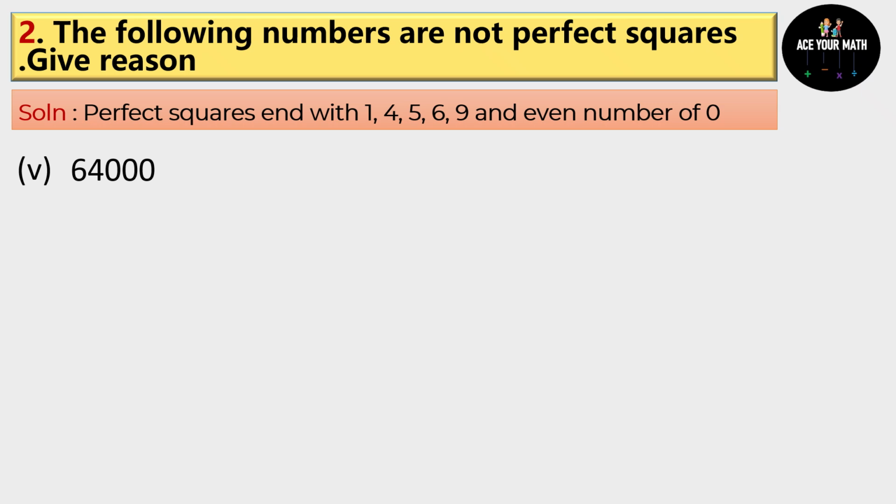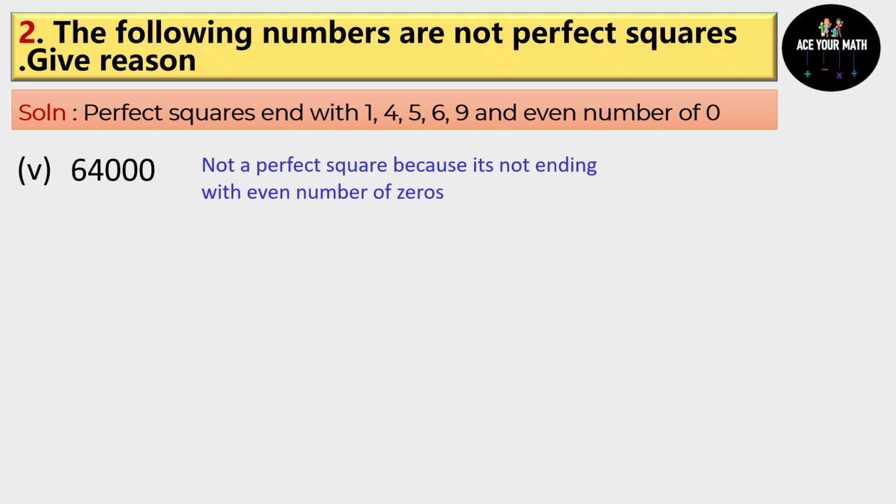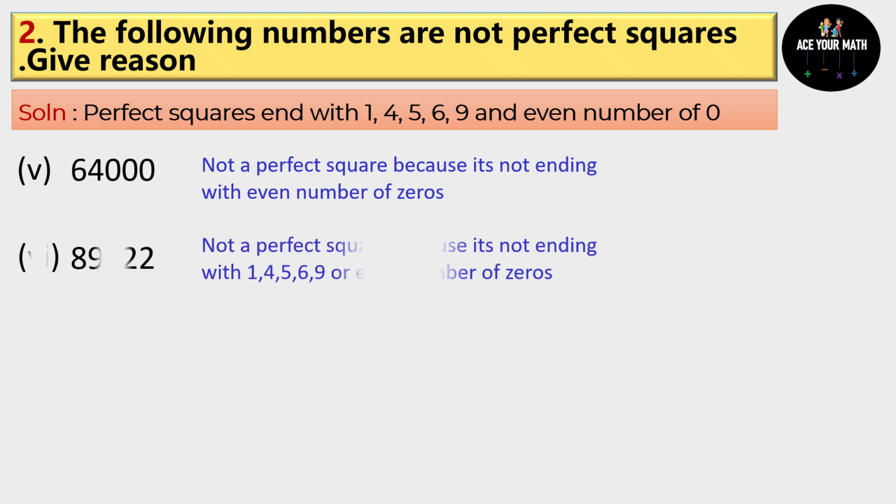It is 64,000. So 64,000 is also not a perfect square. If you see, it is ending with 3 zeros, and 3 zeros are not an even number of zeros. So that is why 64,000 is not a perfect square. Number should end with an even number of zeros.